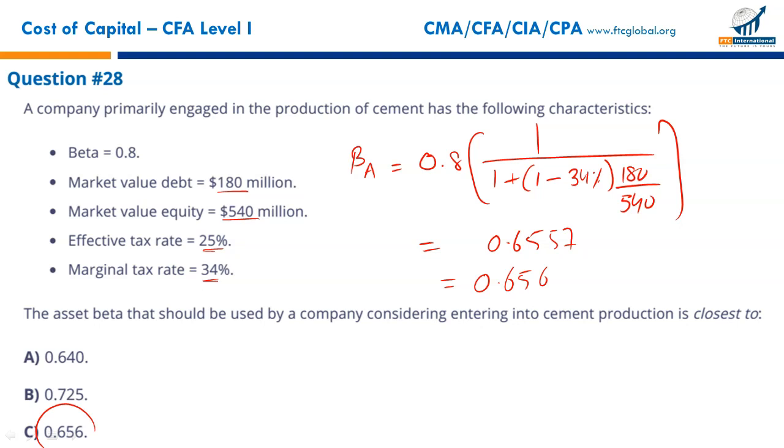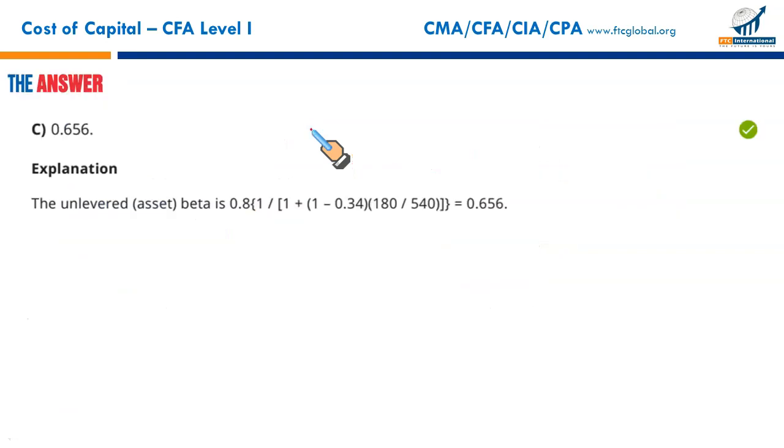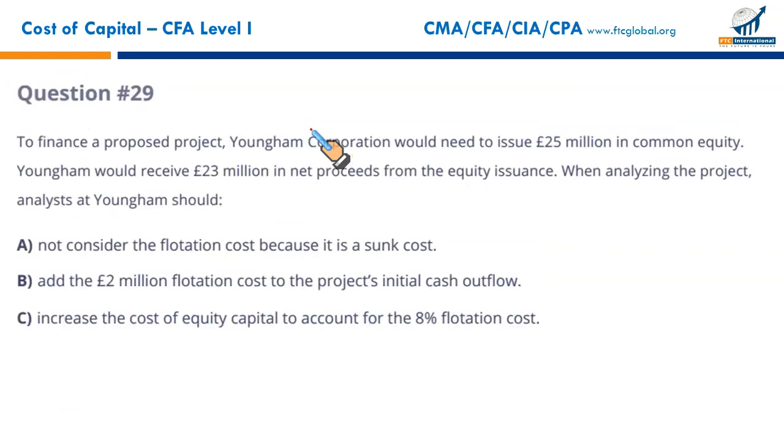Remember, when you need to unlever or lever, you need to use the marginal tax rate. Effective tax rate is computed for accounting purposes. For cost of capital purposes, we use marginal tax rate, remember. So that gives you C as the correct option.